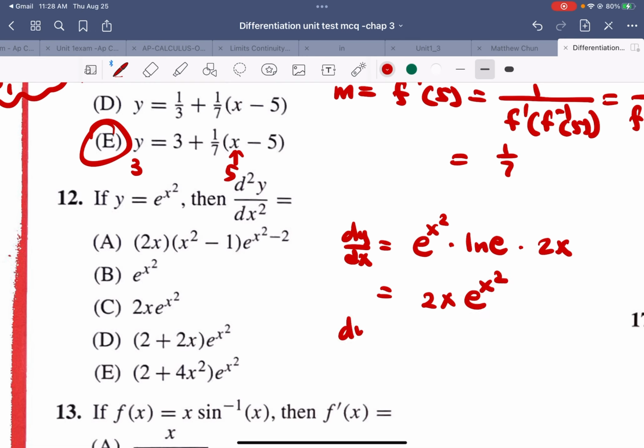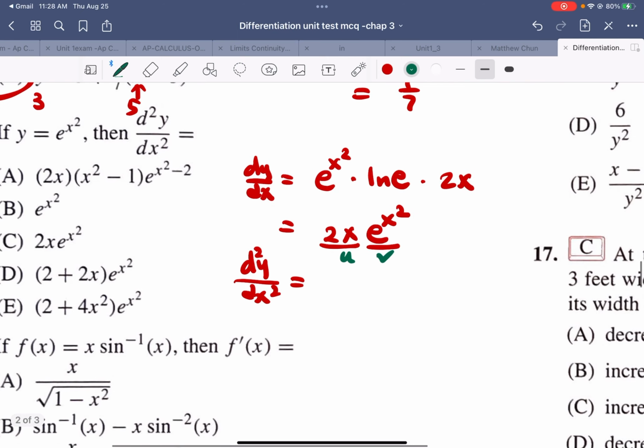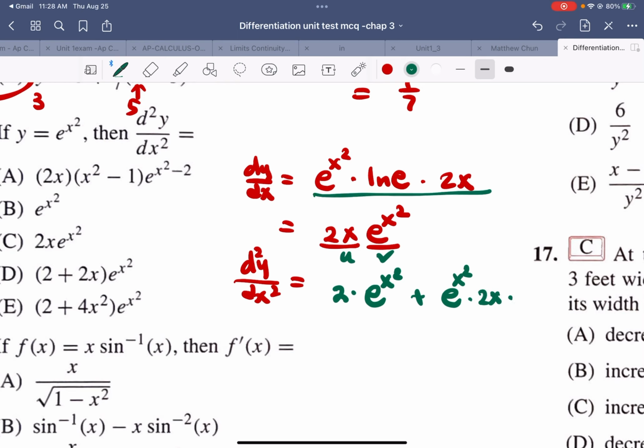Now when you take a derivative twice, so this one is u v, right? Also product rule. So derivative of u is 2 times e to the x squared, plus derivative of v is then e to the x squared, same as this one again, right? ln e is 1, so times the 2x times another 2x. So this one is u prime v, and here is v prime and u.